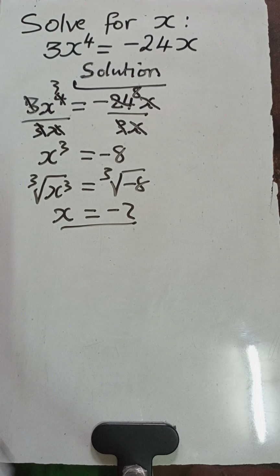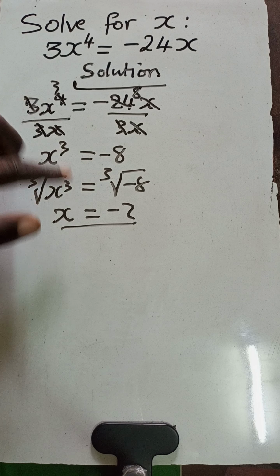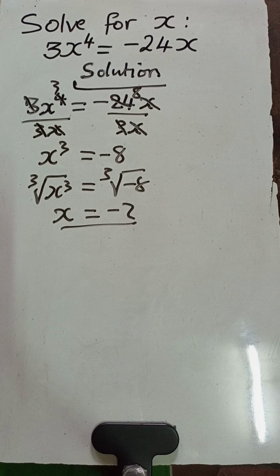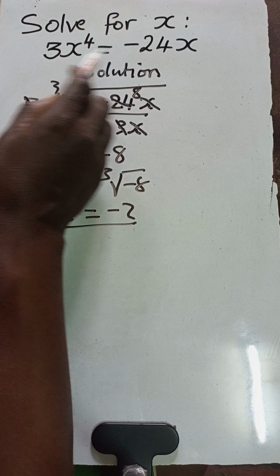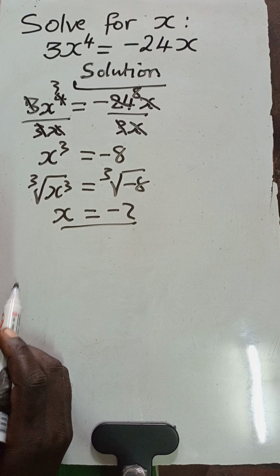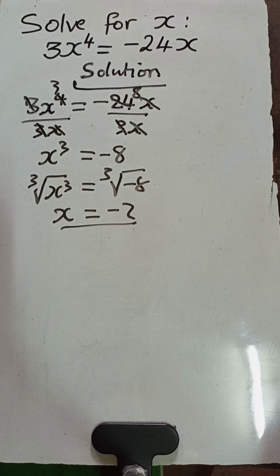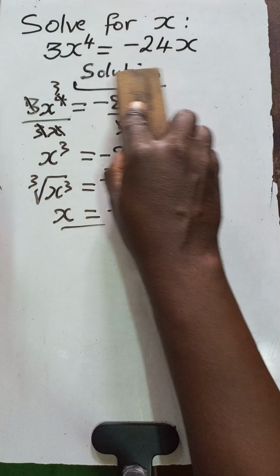This is incomplete. This is just one of the solutions. If you follow this method, you're going to have just one of the solutions. Remember, it's a polynomial of degree 4. We are supposed to have 4 solutions, so we don't make this error. The right method is the following.